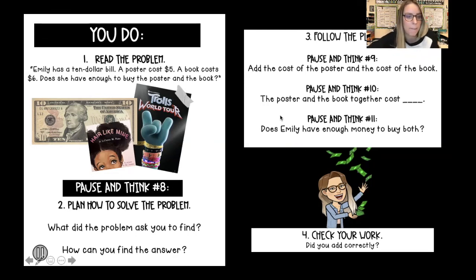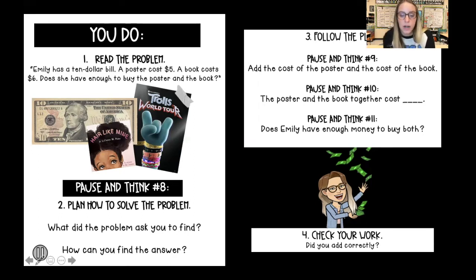Let's look. So our poster was $5 and her book is $6 and all she has is a $10 bill. So the 8th pause and think question says, plan how to solve the problem. So how are you going to solve this problem? What did the problem ask you to find and how can you find the answer? So go ahead and pause the video here, answer that question, and press start when you're finished.